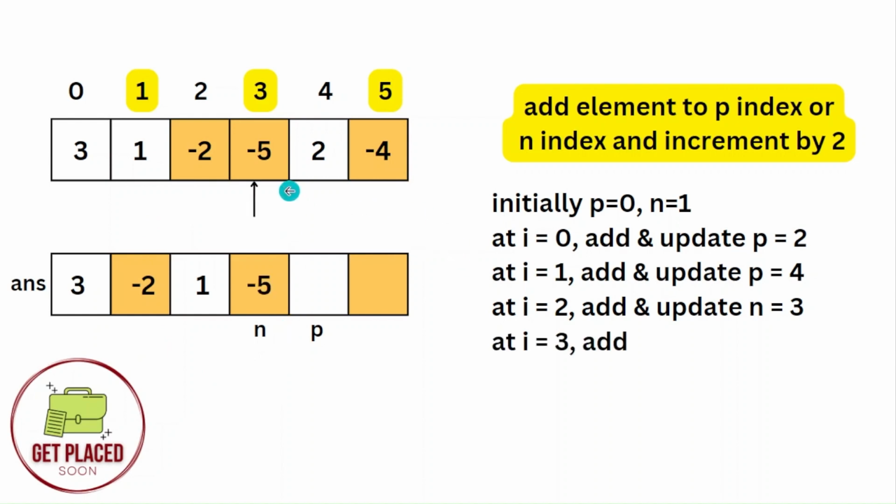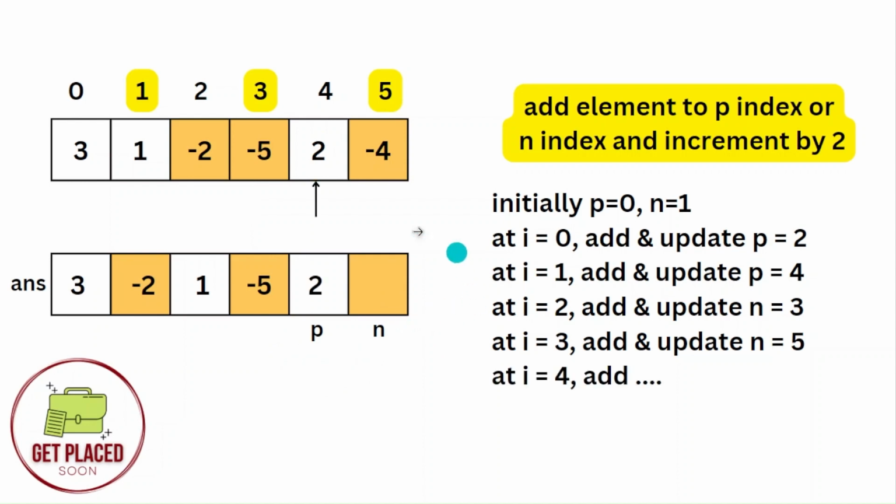Now moving ahead, i equals 3, we have -5, which is also a negative element. This negative element will be added to the negative index. After this, we will increment the negative pointer. So it will move from here to here, n equals 3 to n equals 5.